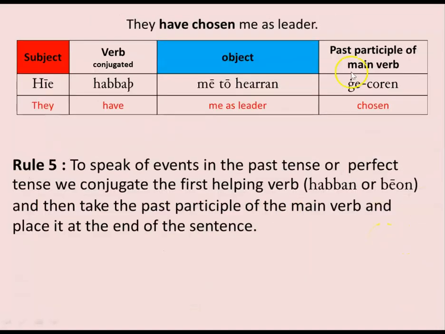All right, they have chosen me as leader, so have. This is an action in the past tense, so chosen will be the past participle of the main verb, that is gekoren. Chosen, the past participle of the main verb. The helping or auxiliary verb is have. Here habeth me to hereren gekoren. They have me as leader chosen.